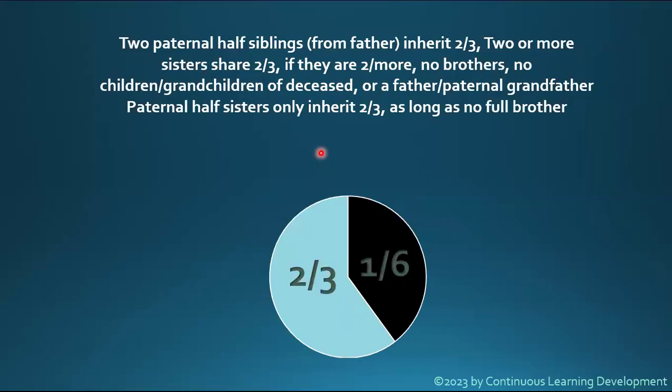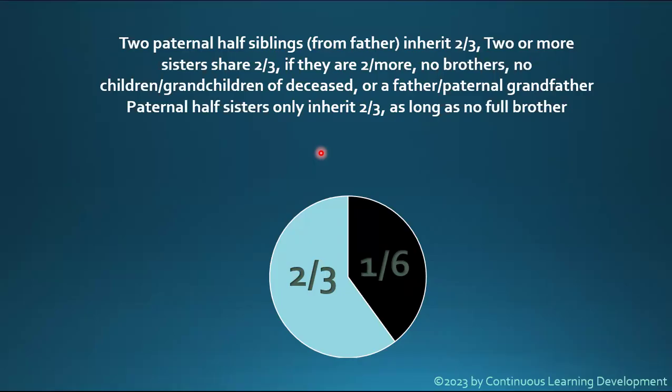The paternal half siblings. Now we've done the full siblings, we're going to the half siblings, step siblings. If they are from the father's line, then they will inherit two-thirds if there are two or more. If there are two or more sisters, they share two-thirds.